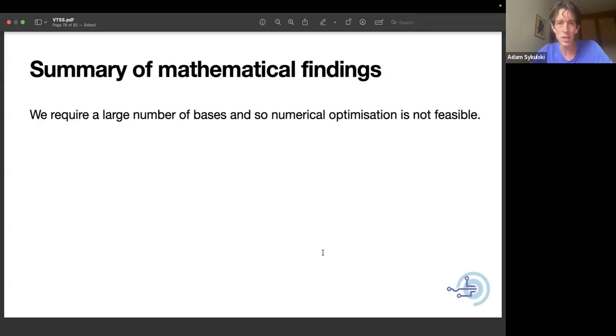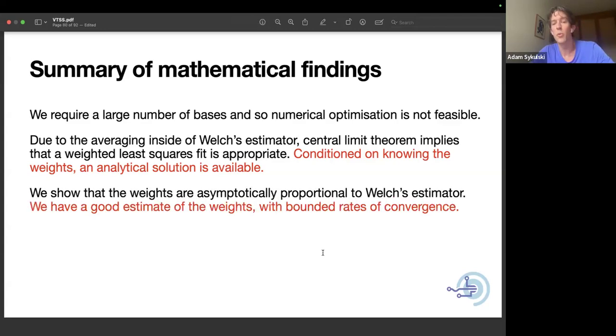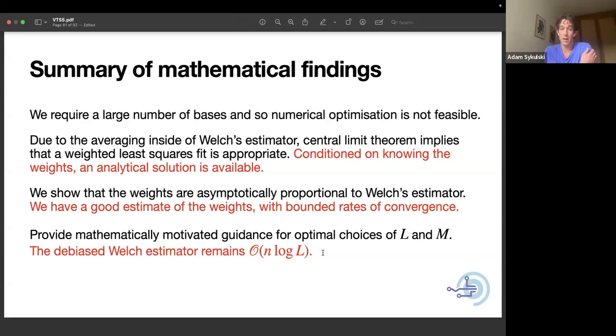And then, just a summary of the mathematical findings: we require a large number of bases, and so numerical optimization is not feasible. But due to the averaging inside of Welch's estimator, our central limit theorem implies that a weighted least squares fit is appropriate, conditioned on knowing the weights. An analytical solution is available, but we show that the weights are asymptotically proportional to Welch's estimator itself. So we have a good estimate of the weights with bounded rates of convergence. And we can prove mathematically motivated guidance for optimal choices of L and M based on those rates of convergence.